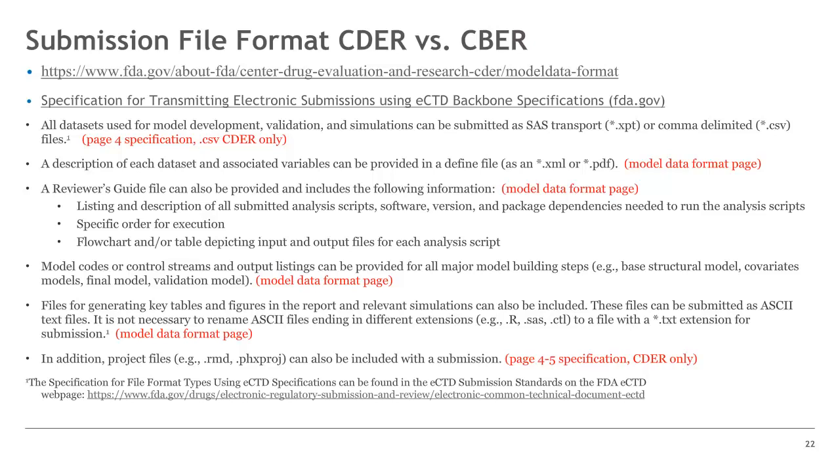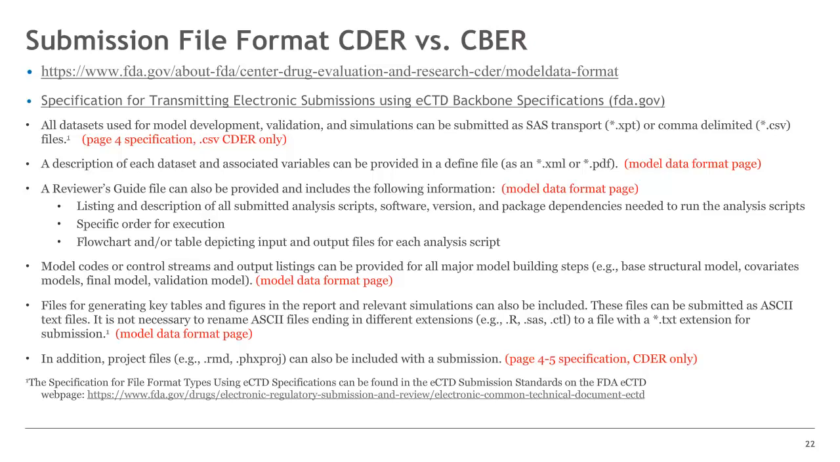And they talk about how those can be submitted as ASCII text files, but they also specifically point out that it's not necessary to rename those ASCII files ending in different extensions. So this is the first place that I saw it actually called out that you don't need to do this .txt extension. That's on the model data format page. However, in the specifications document, it specifically says you can only submit them this way, and only CDER takes it this way. So again, I think this is a CDER specification only.